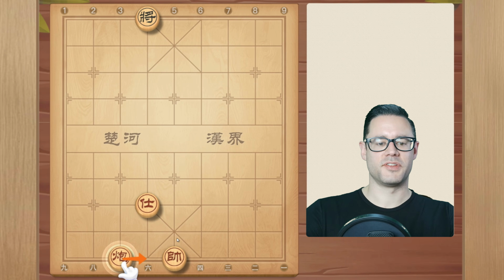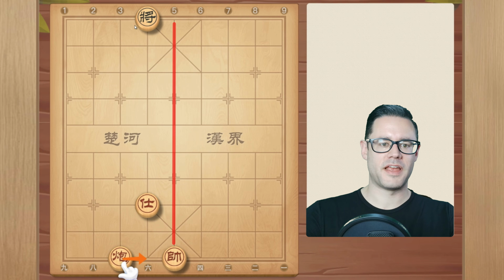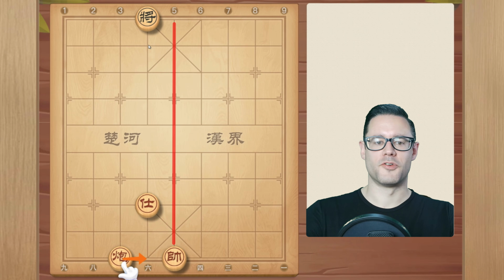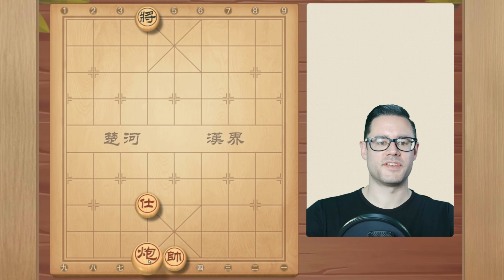Our general is currently protecting the central file. So if we move our cannon to file 6, it has one piece, exactly one piece, to jump over and produce an attack on the general. The general cannot escape, it can't go to the side because of flying general, and moving forward doesn't help. So that also produces a checkmate.